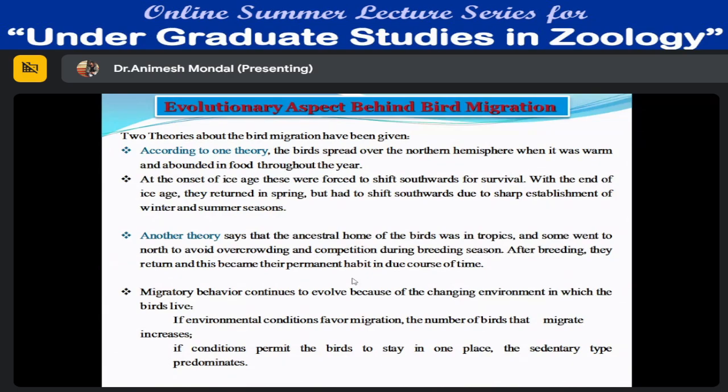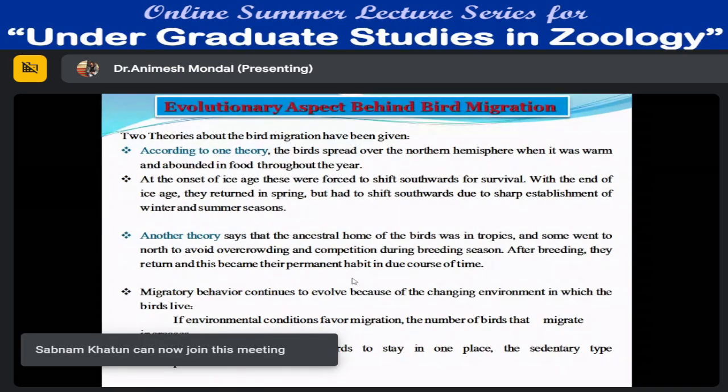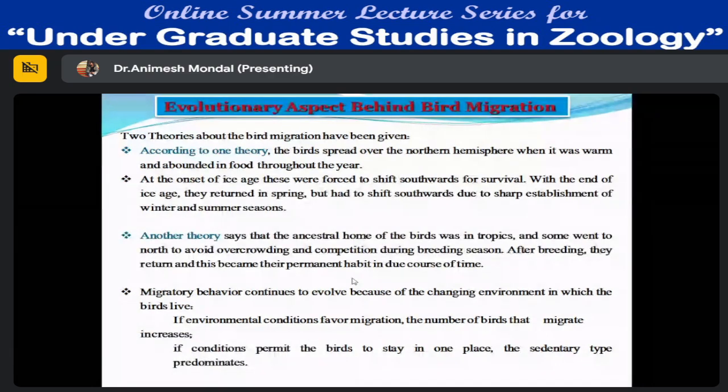And with the end of the ice age, they returned in spring, but they had to shift southward again due to the sharp establishment of winter and summer seasons. And another theory says that the ancestral home of the birds generally was in the tropics, but some of them went north to avoid overcrowding and competition during the breeding season. And after the breeding, they returned, and this became their permanent habitat in due course of time.